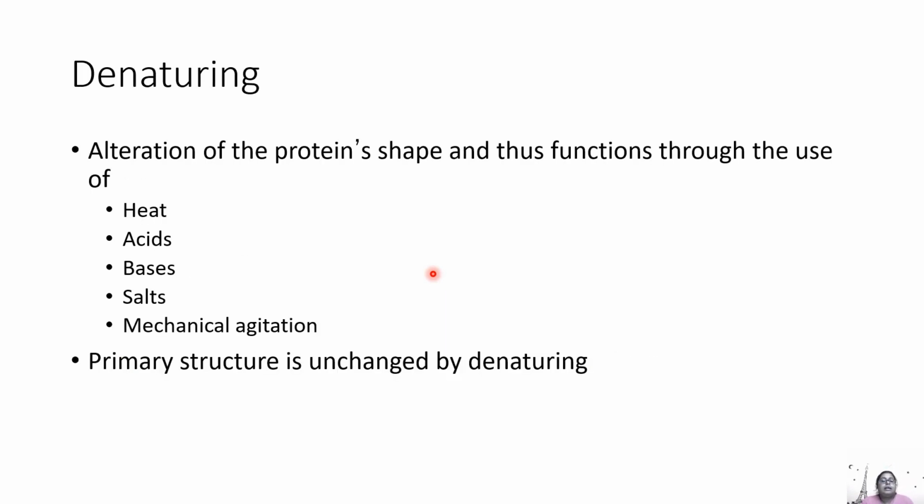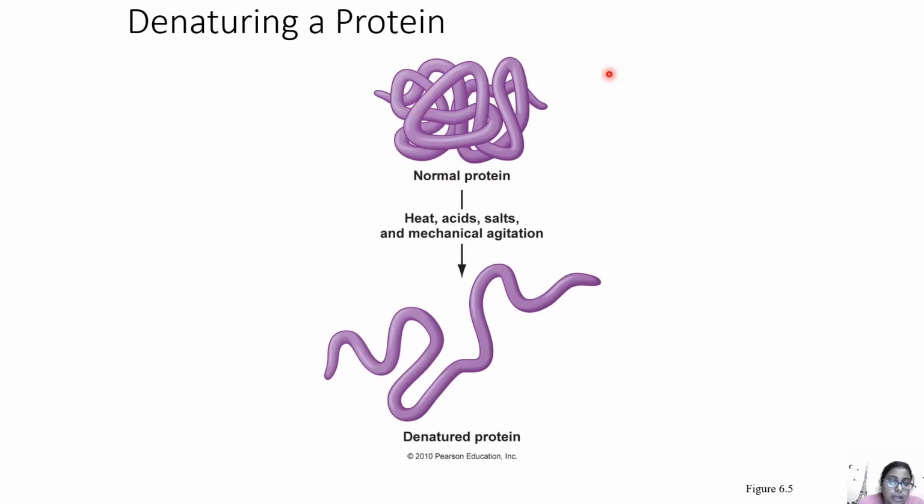Denaturation can happen, that is altering the protein's shape and structure so that it becomes non-functional, or its efficacy goes down. It can be caused by heat, acids, bases, salts, etc. Denaturation cannot change the primary structure as such. It will change the folding, and if the folding of a protein is not proper, its function will not be proper. So with denaturation, the primary sequence is not affected. The sequence is there, but the folding has been disrupted.